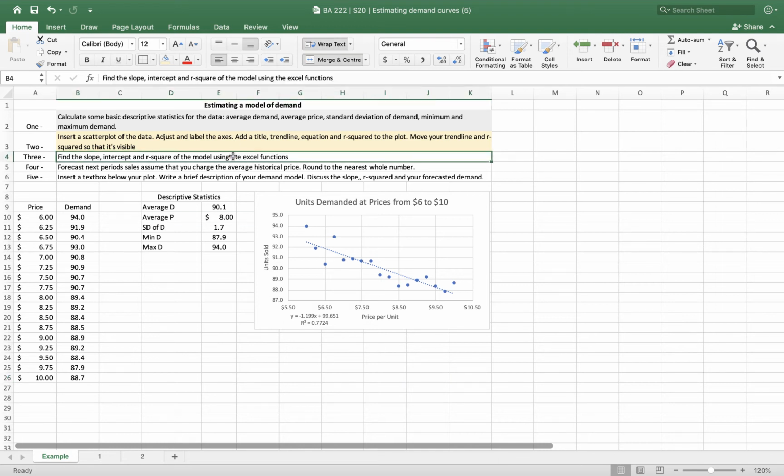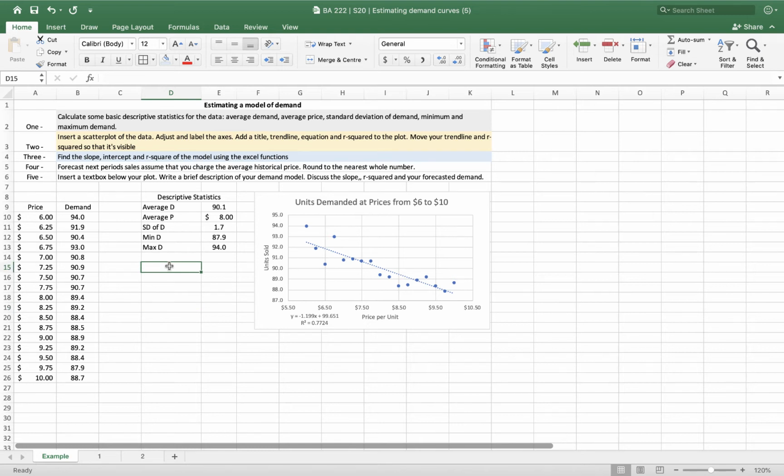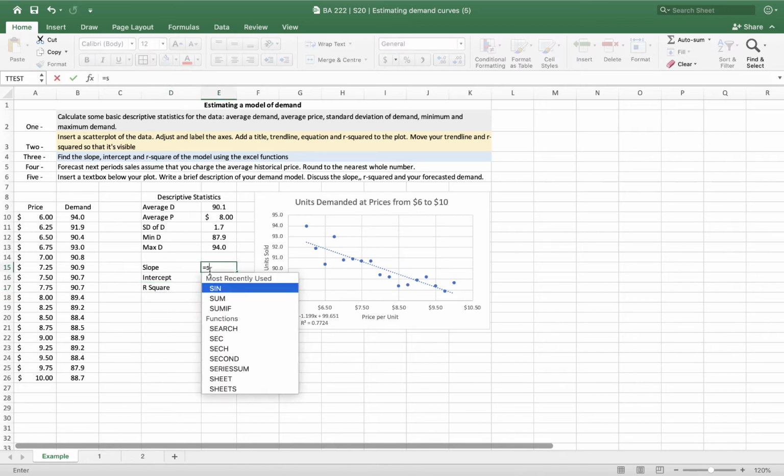So we're going to find those coefficients again, that slope, intercept, and the R squared. We're going to do it again, but this time we're going to find them using the Excel functions. We're going to start with slope, and then we're going to do intercept, and then R squared. So the slope formula is SLOPE, and then it wants you to input the values that you know that are on the y-axis and the values that you know that are on the x-axis.